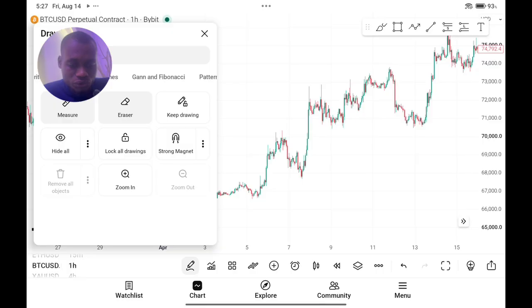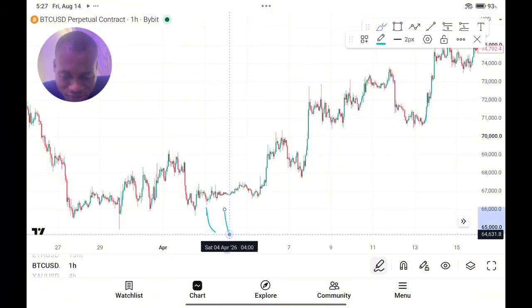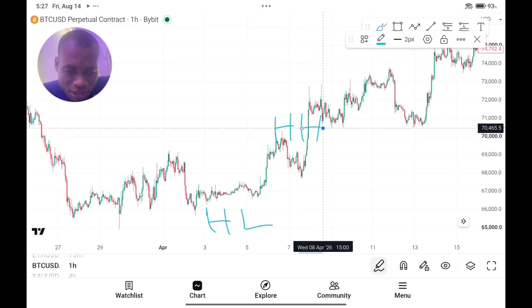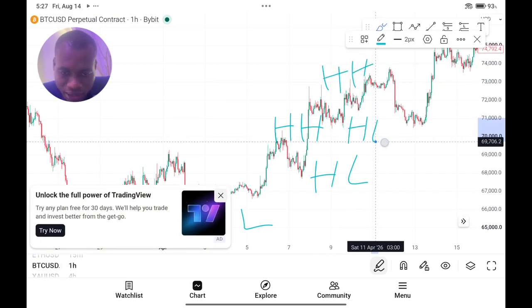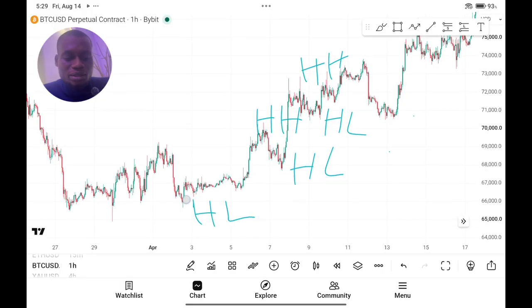Let me draw it out. Price came all the way to 69k and it formed a higher high. It went back down to 67k, formed a higher low. It went back up to 72 and formed a higher high. It also formed a higher low at 70k, and another higher high at 73k. So for you to see this structure, you know that the market structure is bullish.